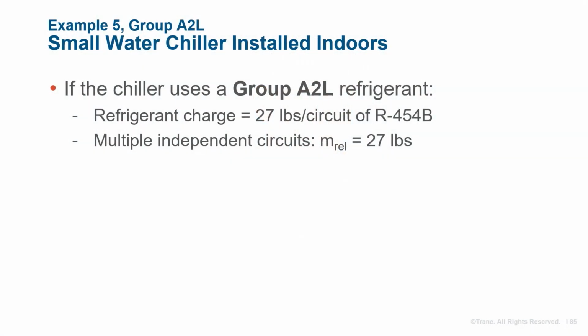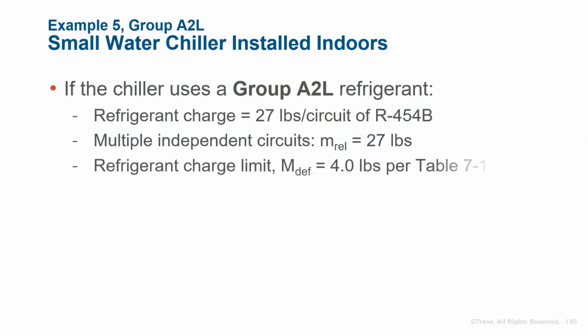However, if an A2L refrigerant is used instead, the chiller now contains 27 pounds of R454B in each circuit. The modular chiller in this example does not include a refrigerant detector to initiate air circulation, so the refrigerant charge limit, M, is read from a table in the standard. The lowest point of any opening in the equipment from which a refrigerant could leak is less than 2 feet above the floor level. So table 7-1 lists M as being equal to 4 pounds.